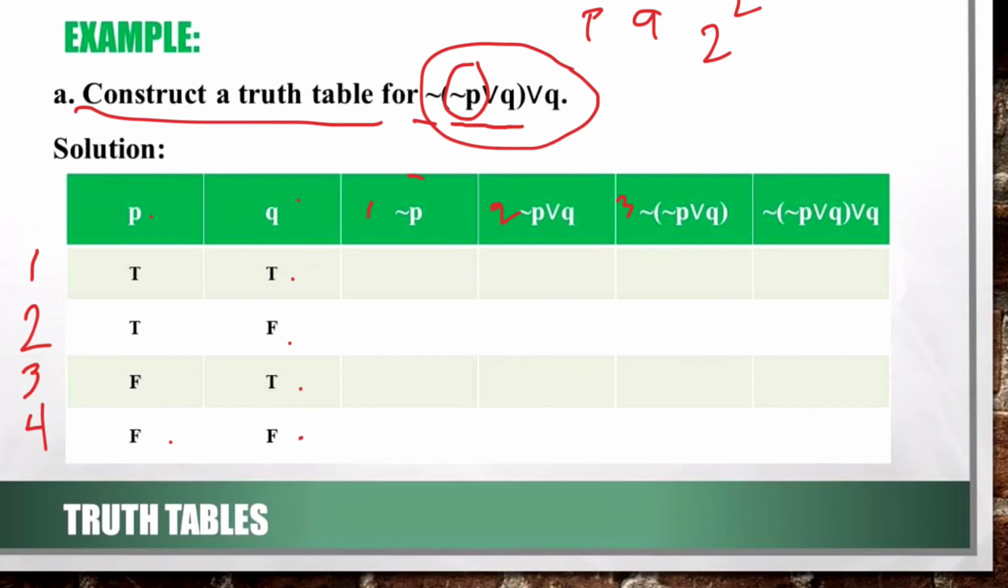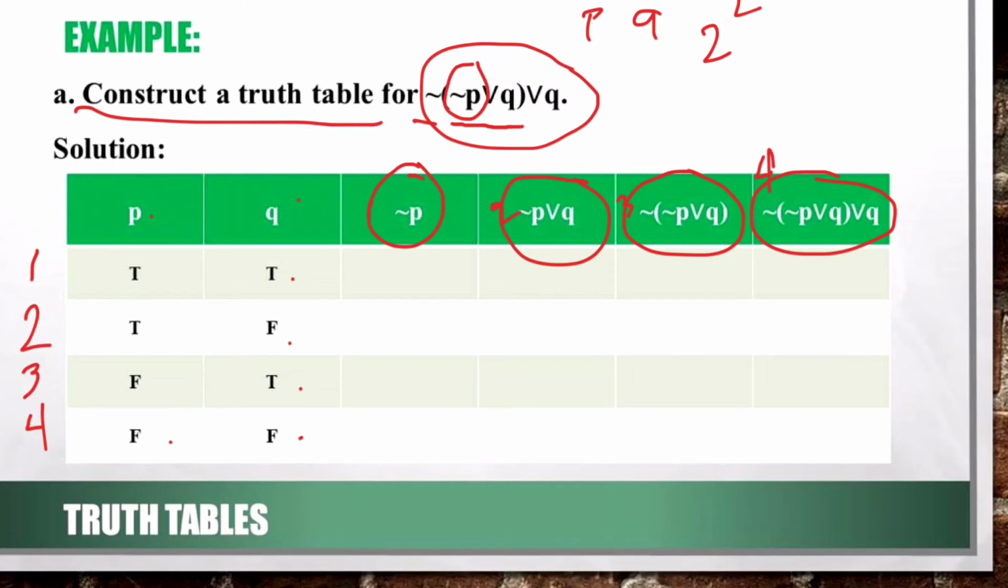Yung pang step 4, we have to label yung mga i-add nating columns. Okay, add columns etong mga to, and then eto yung pang 4. So after we label these columns, pwede na tayo mag-proceed ngayon sa pag-fill nung mga kulang pa sa truth table natin.